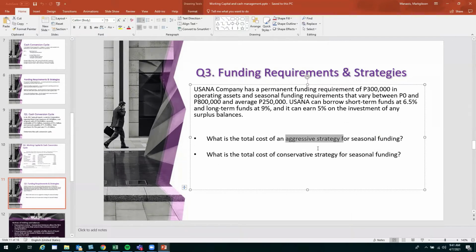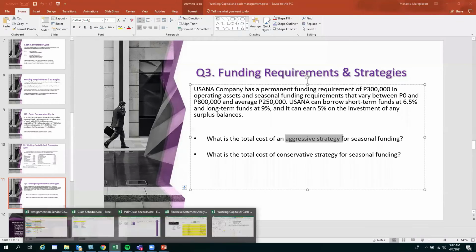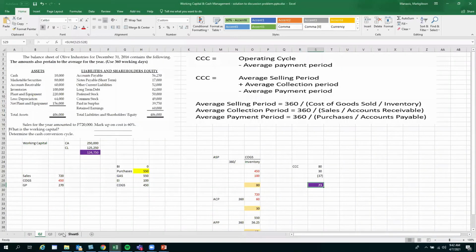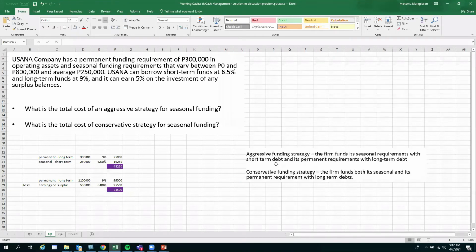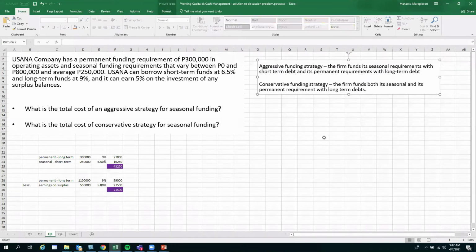Sabi natin sa aggressive strategy, ang seasonal is financed by short-term debts and then permanent by long-term debt. Pag conservative naman, both seasonal and permanent are financed by long-term debts. No? Sige, apply natin sa problem para mas ma-appreciate. Question number 3. Okay. Sige. Ayan, nilagay ko lang din dito yung discussion natin sa aggressive funding at saka conservative funding para mas mabilis, no?